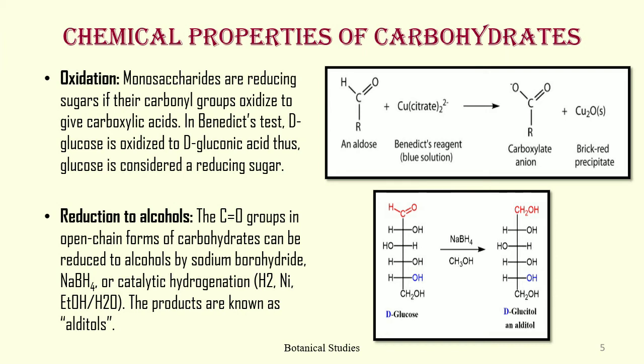Oxidation. Monosaccharides are reducing sugars if their carbonyl groups oxidize to give carboxylic acids. In the Benedict test, D-glucose is oxidized to D-gluconic acid, thus glucose is considered a reducing sugar. Reduction to alcohols. The C double bond O group in the open chain form of carbohydrates can be reduced to alcohol by sodium borohydride or catalytic hydrogenation. The products are known as alditols.